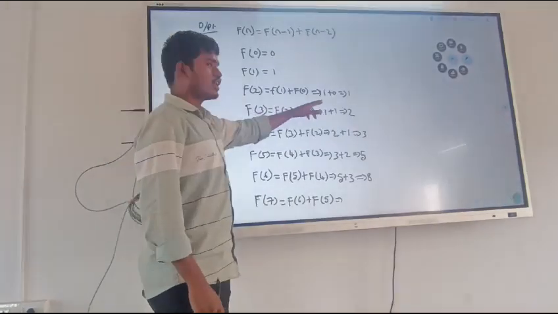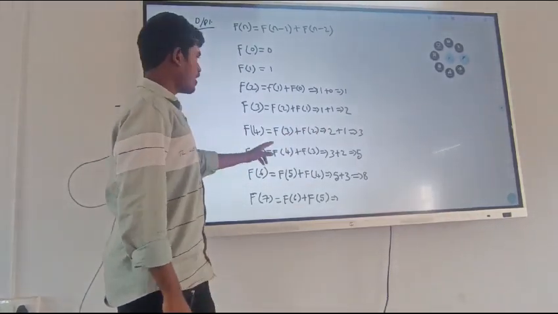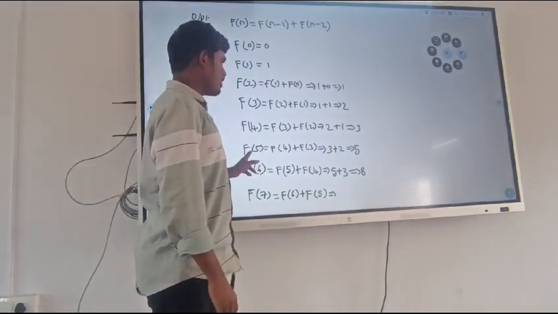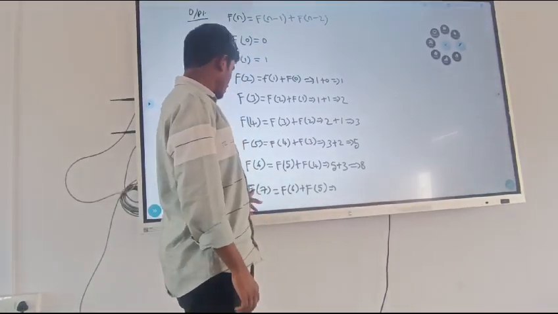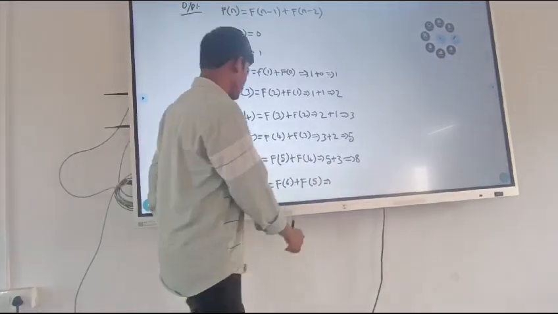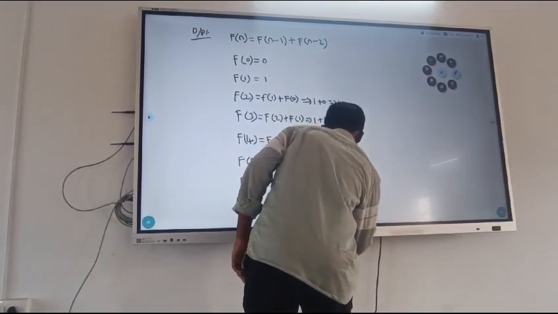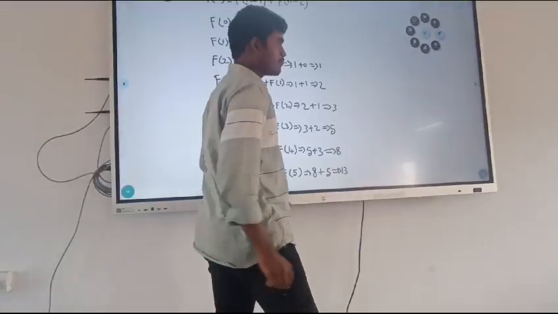F of 2 value is 1. F of 3 value is 2. F of 4 value is 3. F of 5 value is 5. F of 6 value is 8. F of 7 value is 13.